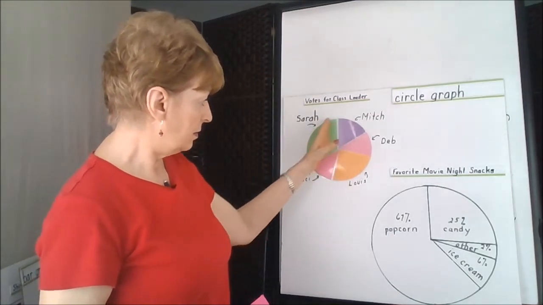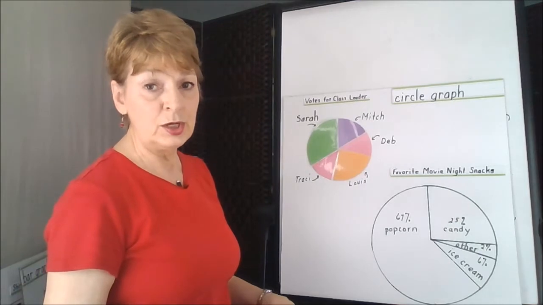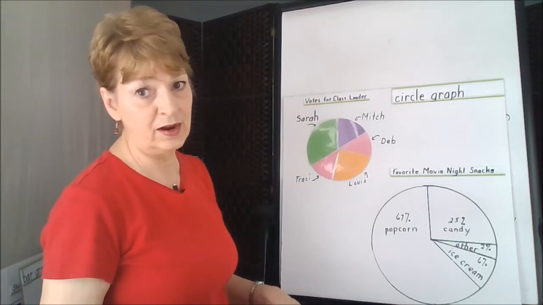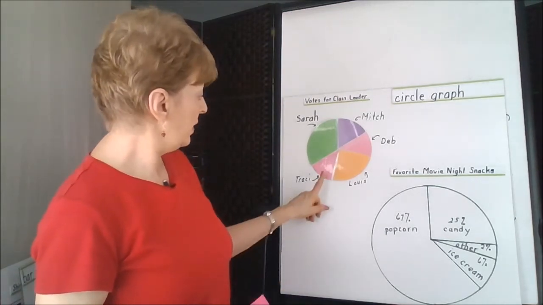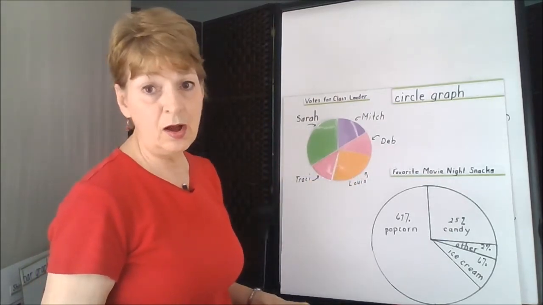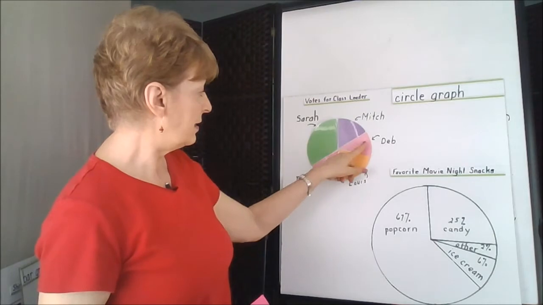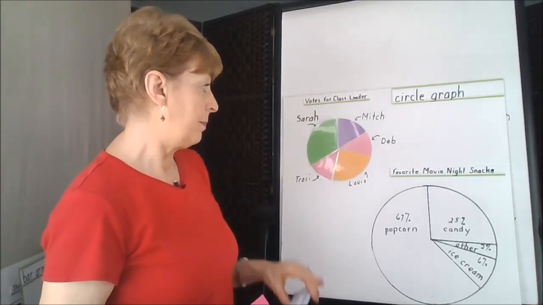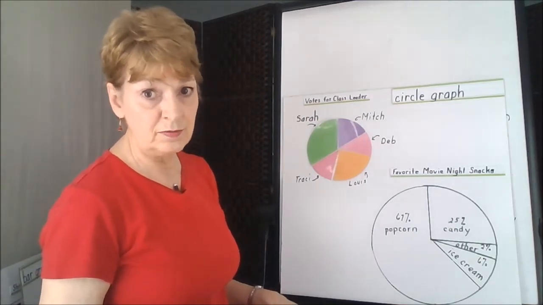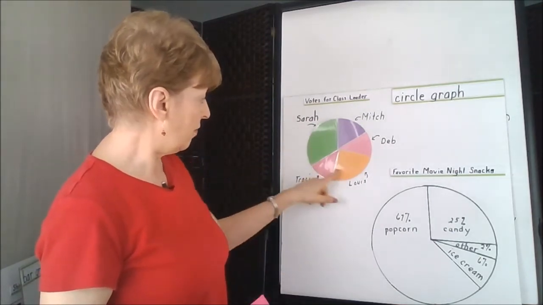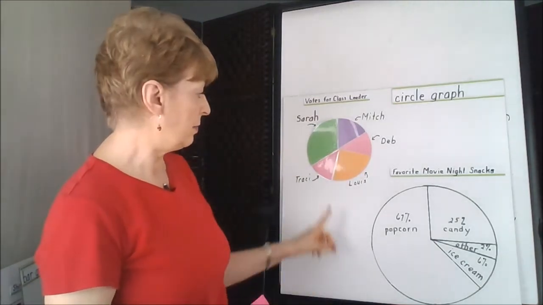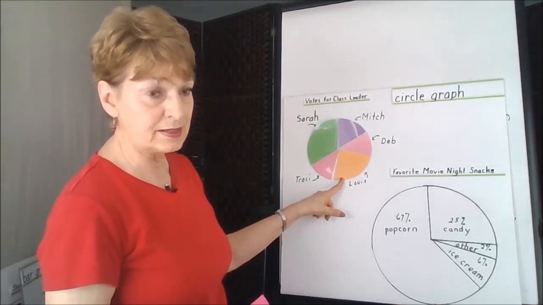Looking at this circle, a question might be, which two children had the same amount of votes? There aren't any numbers on there, but how can you tell? Well, Tracy and Deb both have the same size piece, and this one is also color-coded, so you might be able to pick that out. Maybe the question would be, who got the second most votes? And in this case, looking over the circle at the size of the piece, you might be able to give the correct answer of Lewis.